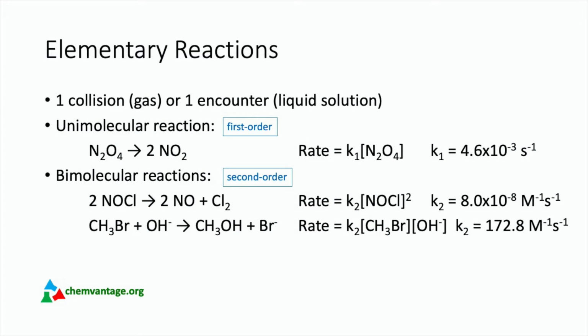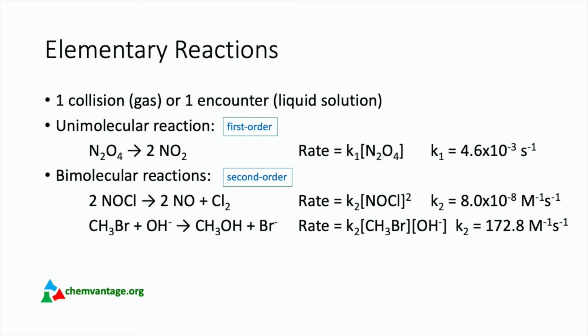Elementary reactions are changes in chemical bonding that take place in a single step. In the gas phase, they take place during a single collision. In solution, collisions are not well defined, so we say that the reaction takes place in a single encounter of reactants. Collisions or encounters are proportional to the concentrations or partial pressures of reactants. So for unimolecular reactions like the decomposition of N2O4, the reaction rate is simply proportional to the N2O4 concentration, and we call this a first-order reaction.